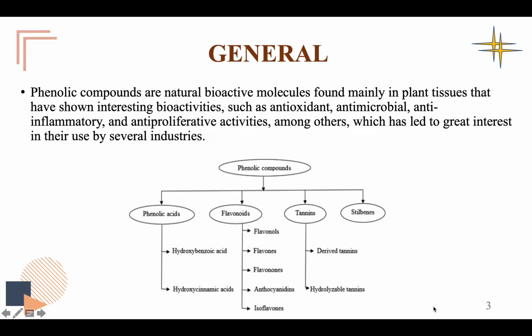With the general section, firstly, I will briefly introduce the phenolic compounds. They are natural bioactive molecules found in plant tissue and have a lot of interesting benefits, which has led to great interest in their use by several industries. The phenolic compounds are divided into four small groups. The first is the phenolic acids, the second is flavonoids, the third is tannins, and the last is the stilbenes.